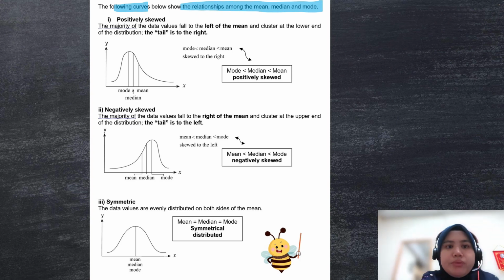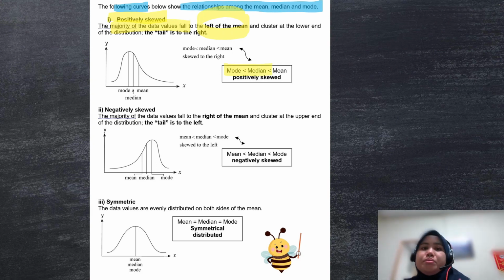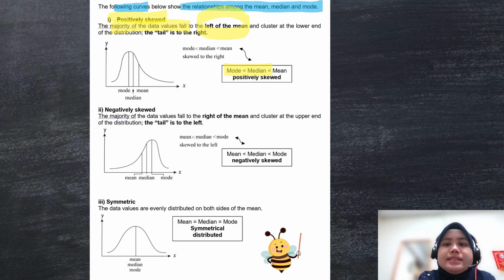Number one, what do we have? Positively skewed. When it is positively skewed, the majority of your data falls to the left of your mean. What is your majority data? That means your mode and median are less than your mean, and cluster at the lower end of the distribution. So the tail is to the right. Most of your data falls to the left of your mean and the tail is to the right.